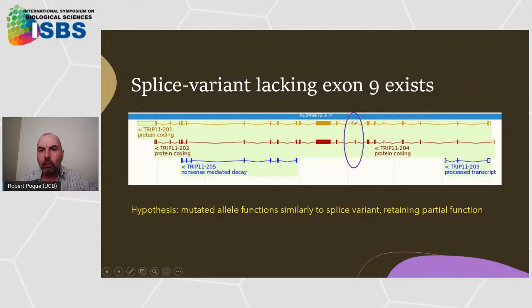isoform of TRP11, which is missing exon 9. So this is exon 9 here, present in the longest splice isoform. And there is another naturally occurring protein coding expressed isoform, which is missing exon 9. So this gave strength to our hypothesis that an isoform of the protein missing the amino acids encoded by exon 9 could still be at least partially functional.